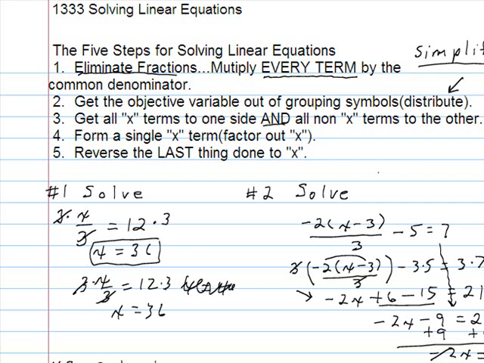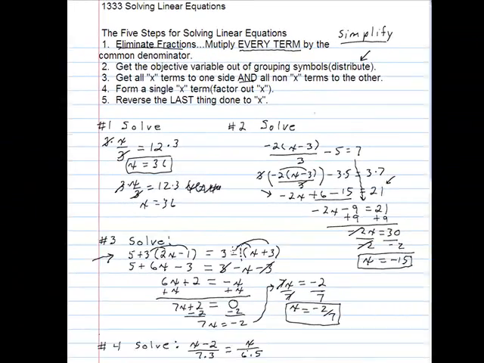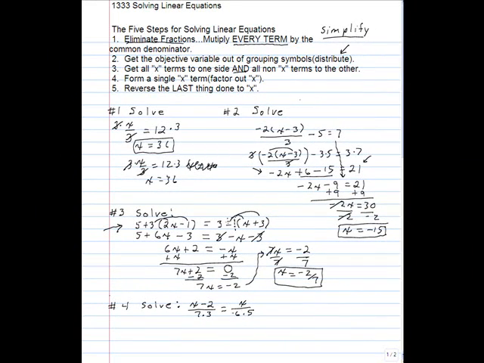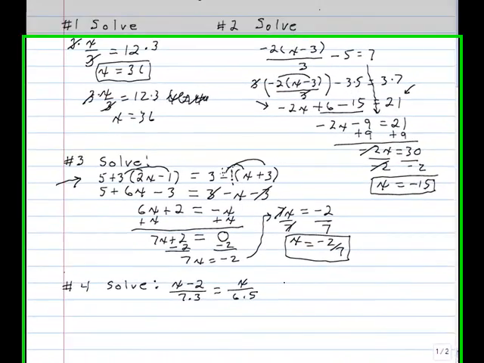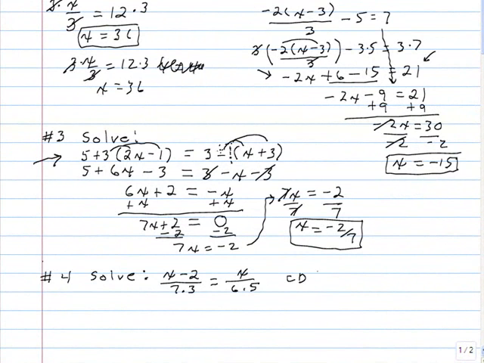Okay, let's move on to another one. Now this one you might recognize as a proportion problem from your high school days. And a lot of people solve proportions by cross multiplying. I don't have a problem with that. If you do it correctly, you could just cross multiply to solve for x. But I'm going to stick with my 5 basic steps. And my first step says, get rid of your fractions by multiplying every term by the common denominator. When you only have a couple of denominators, and it's not clear what the common denominator is, then for the common denominator, just multiply the denominators together. So for my common denominator, I'm going to use 7.3 times 6.5. And I'm going to multiply each term by that.